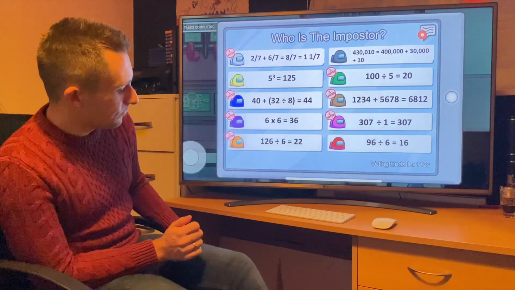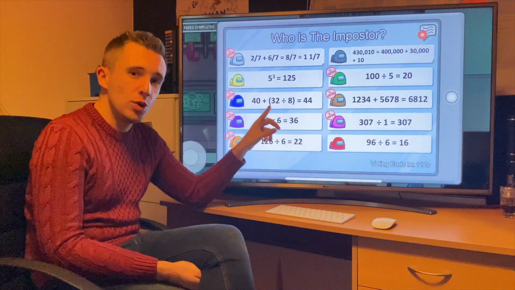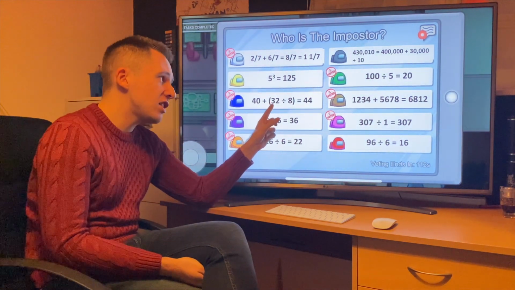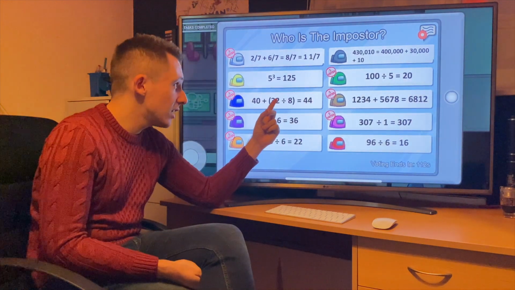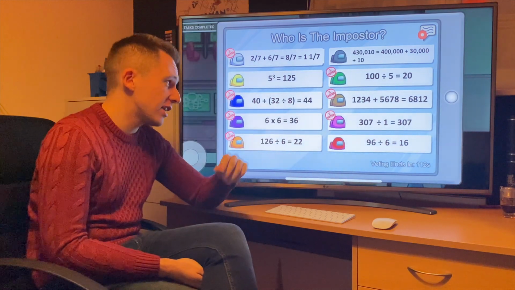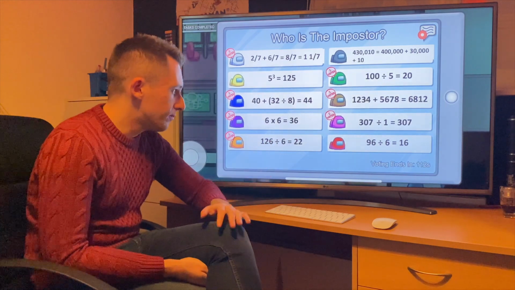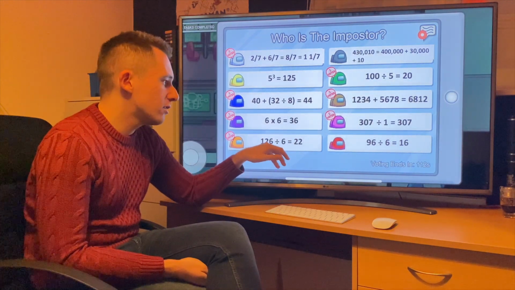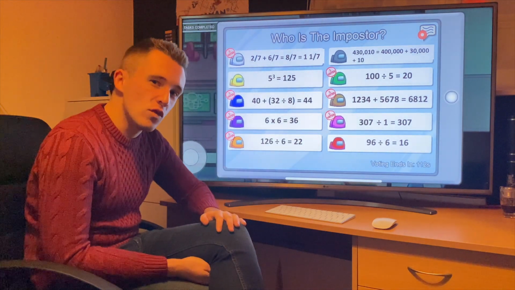This one here, whatever is inside the brackets, you do first. So we do 32 divided by 8, which is 4. And then we add it to the 40, which is 44. So that's correct too. We've not got many left now. Let's have a look at this one. 126 divided by 6. I can tell you that one is wrong.